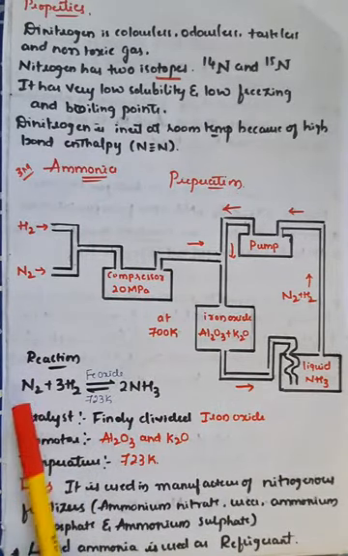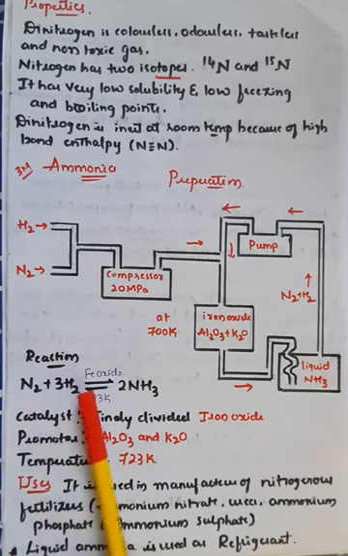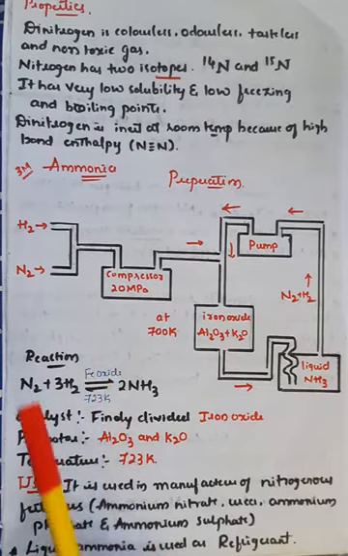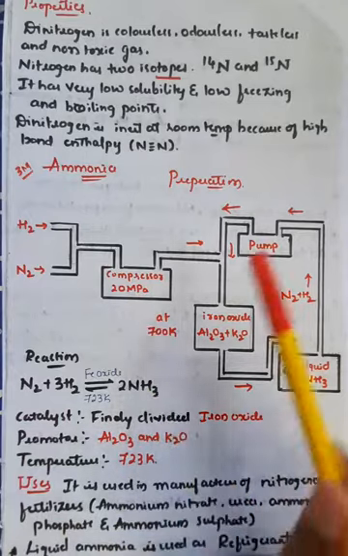The reaction is N2, that is nitrogen gas, reacting with hydrogen gas. The must-write thing is iron oxide as a catalyst, and the temperature we have to mention is 723 Kelvin, and it will convert into NH3. The schematic representation is very simple.